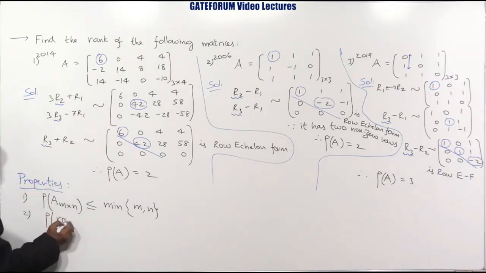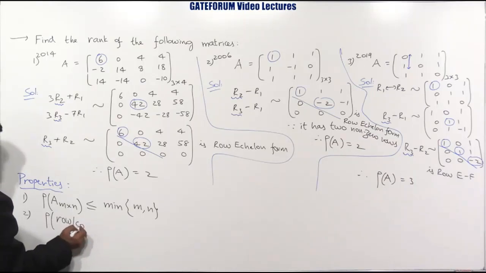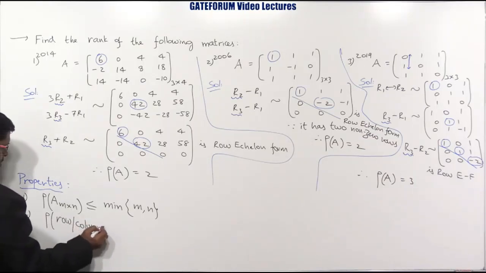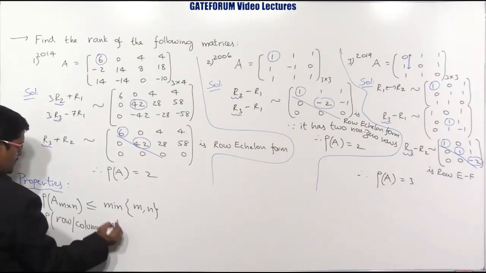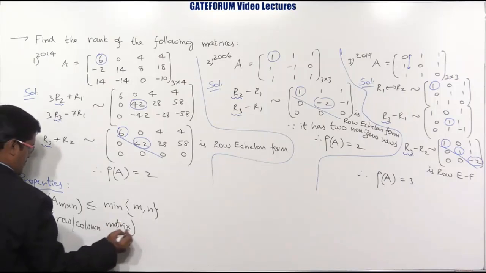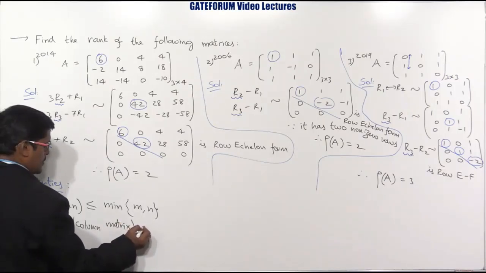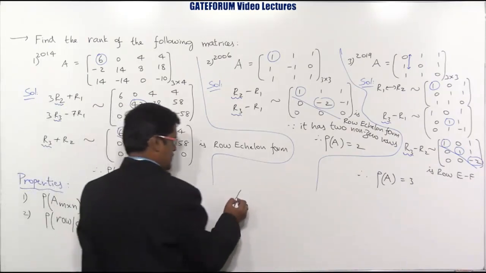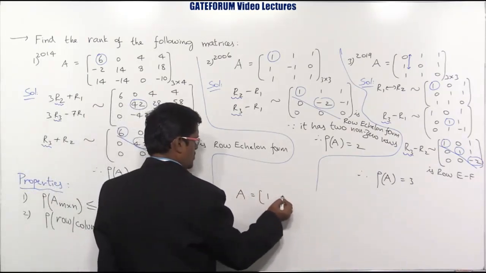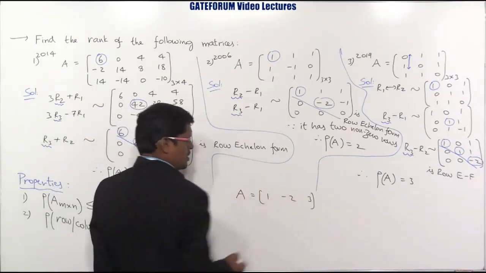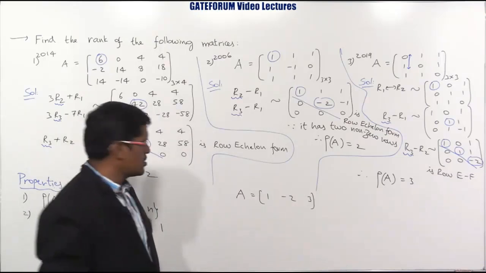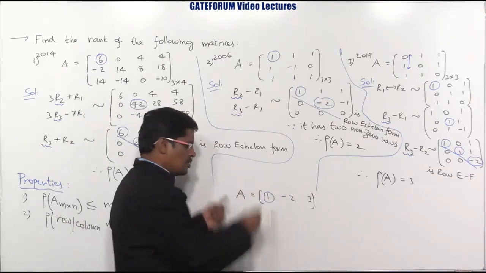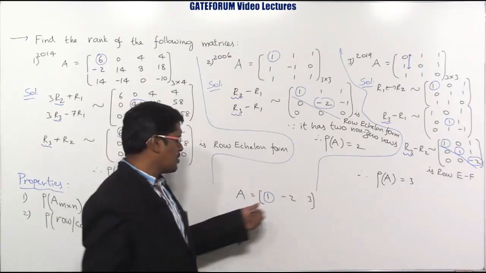The rank of a row or column matrix is 1. For example, if I take [1, -2, 3], this is a one-row, three-column row matrix. This is the first non-zero element, and there are no elements below it. How can I make zero?